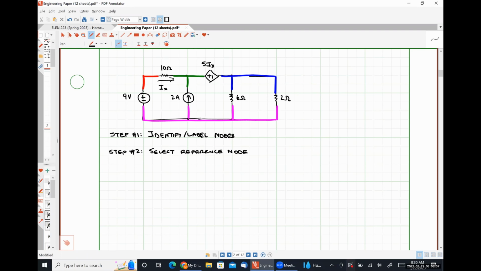So here, then I would go back to my default of the node that the most elements are connected to. And it looks to me like the pink node is connected to 4 things. The green node is connected to 3, the blue node is connected to 3, and the red node is connected to 2. So pink is, to me, the most logical choice. Don't have to choose that, but it's the one that I'm going to choose here.